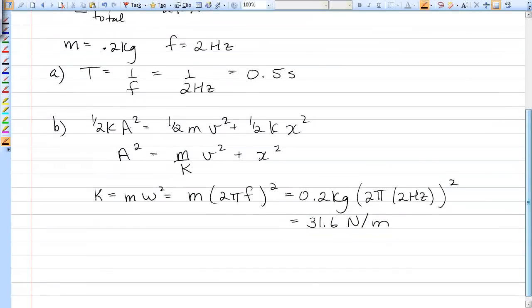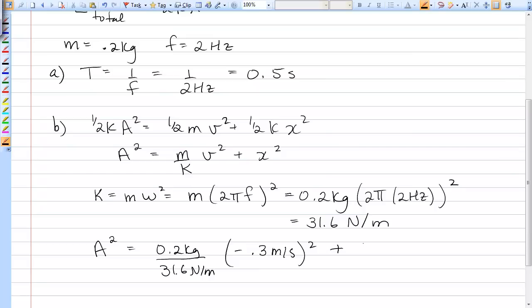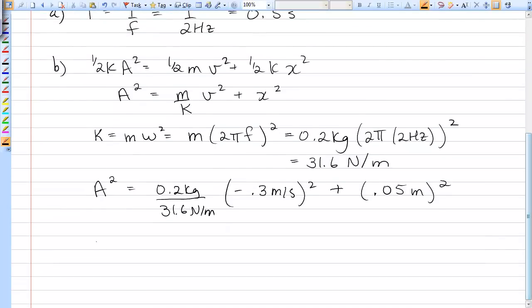Okay, putting that into the equation for A squared and using the velocity and position that we're given at that particular instant in time, we have the mass over the spring constant times that velocity, negative 0.3 meters per second, squared, plus the position, 5 centimeters or 0.05 meters, all squared. So solving that for the amplitude, we get 5.5 centimeters.